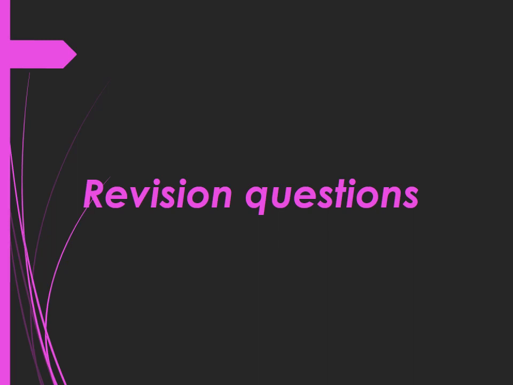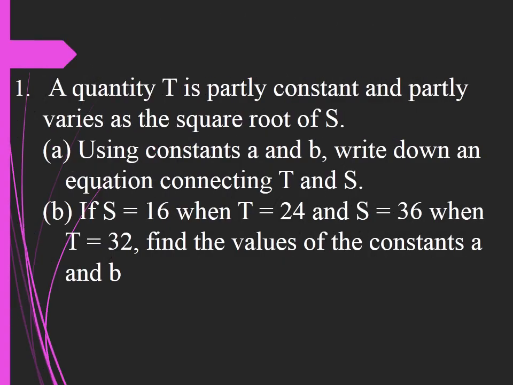Then we are going to go to revision questions. Question 1. A quantity T is partly constant and partly varies as the square root of S. A. Using constants a and b, write down an equation connecting T and S. B. If S is 16 when T is 24 and S is 36 when T is 32, find the value of the constants a and b.